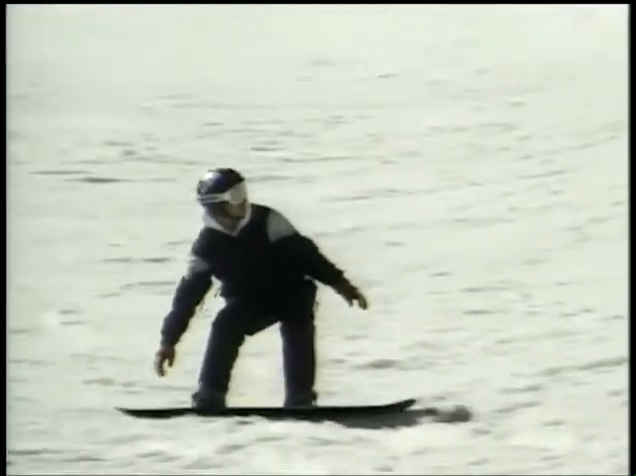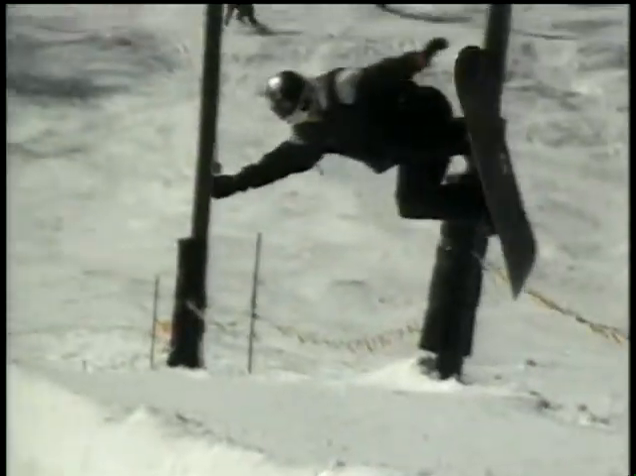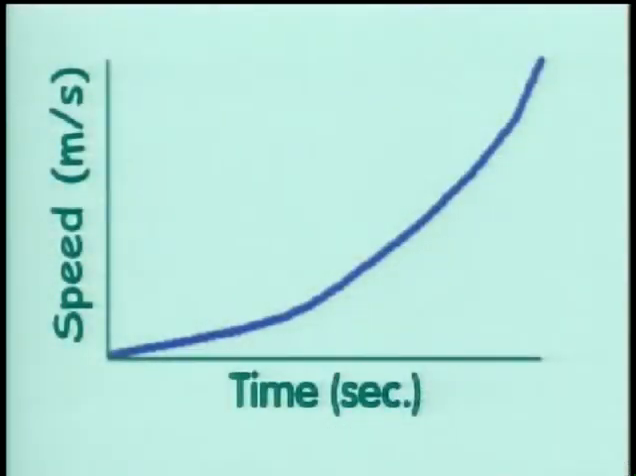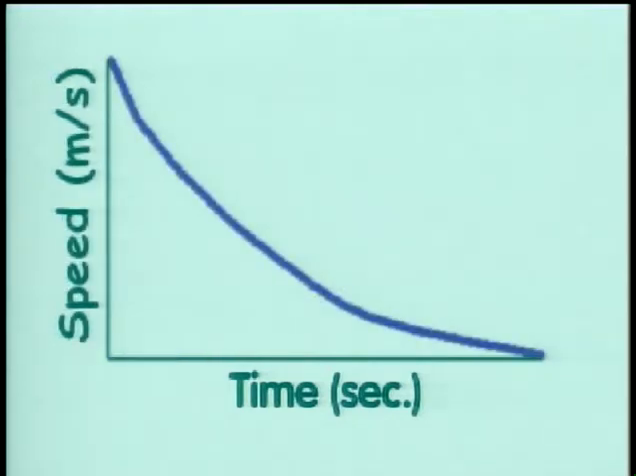When the snowboarder climbs the uphill side of the half-pipe, acceleration decreases. While acceleration can be graphed like this, with a rising line, deceleration can be graphed like this, with a downward line.